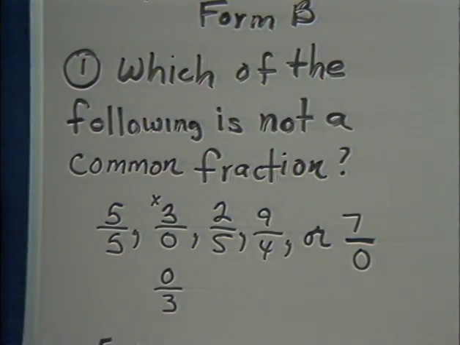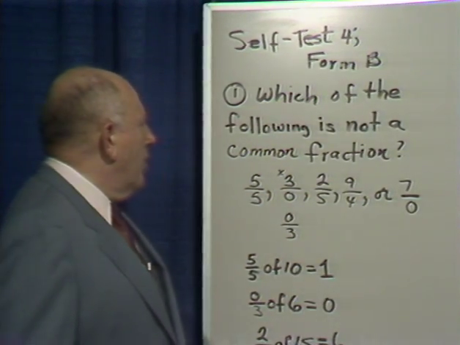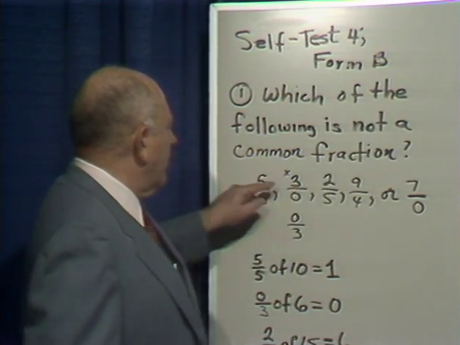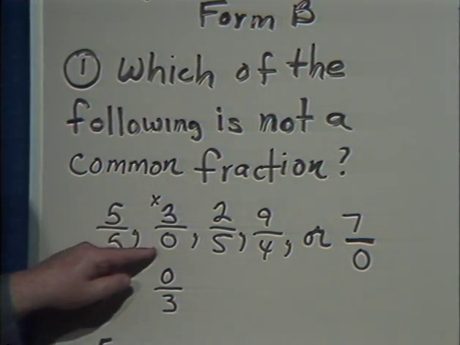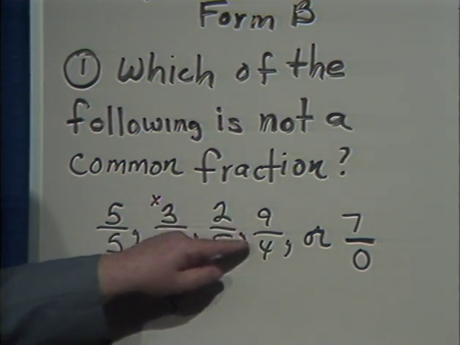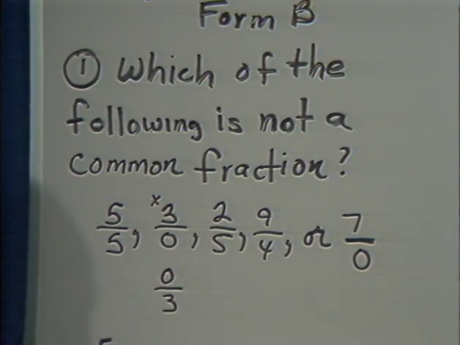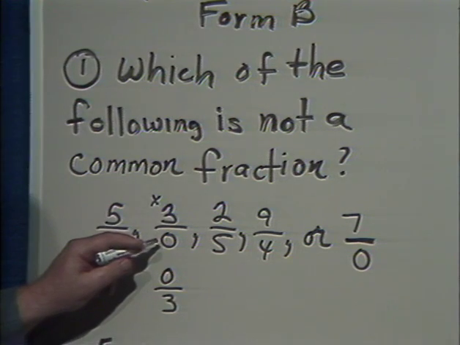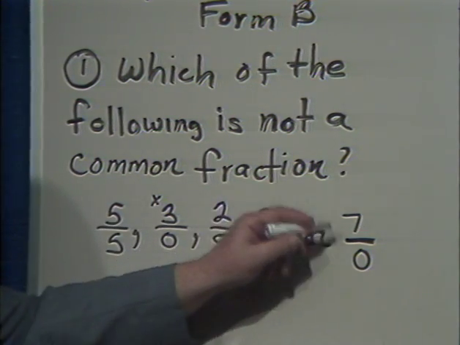The first problem on self-test 4 Form B, and by the way, I have to start off on an apologetic note. Technically speaking, there's nothing wrong with the way the problem appeared, but the way the answer is given, there is a misprint in the problem. The problem in the first edition reads, which of the following is not a common fraction? 5 over 5, 3 over 0, 2 over 5, 9 over 4, or 7 over 0. And if this is taken the way it's read, the correct answer to the problem should be both 3 over 0 and 7 over 0.